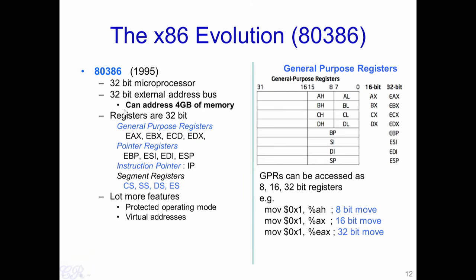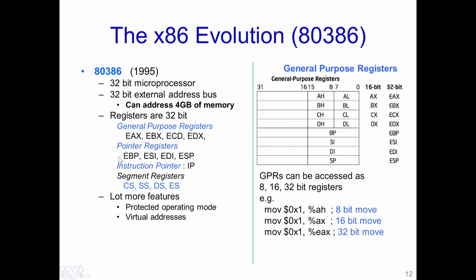One big step in the Intel systems came when the 386 was invented in 1985. These are 32-bit microprocessors. So, this particular processor had a 32-bit external address bus. Therefore, it could address 2 power 32 memory addresses. So, 2 power 32 is 4 gigabytes of memory. What this means is that a system could have up to 4 gigabytes of RAM present in it.